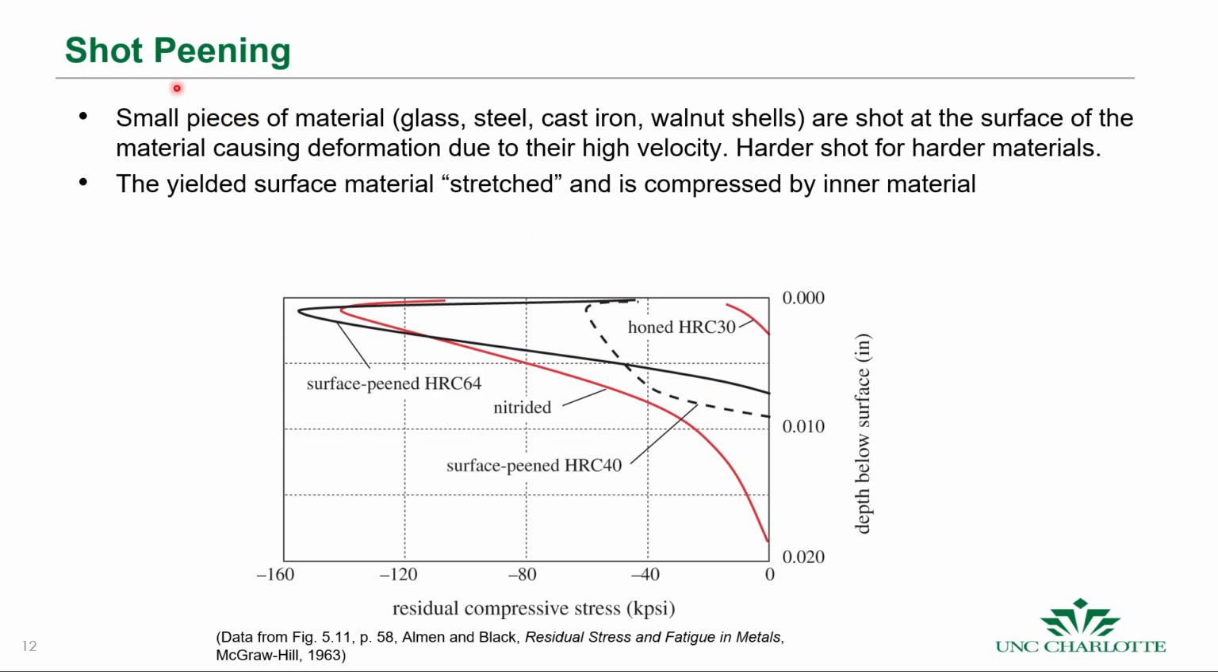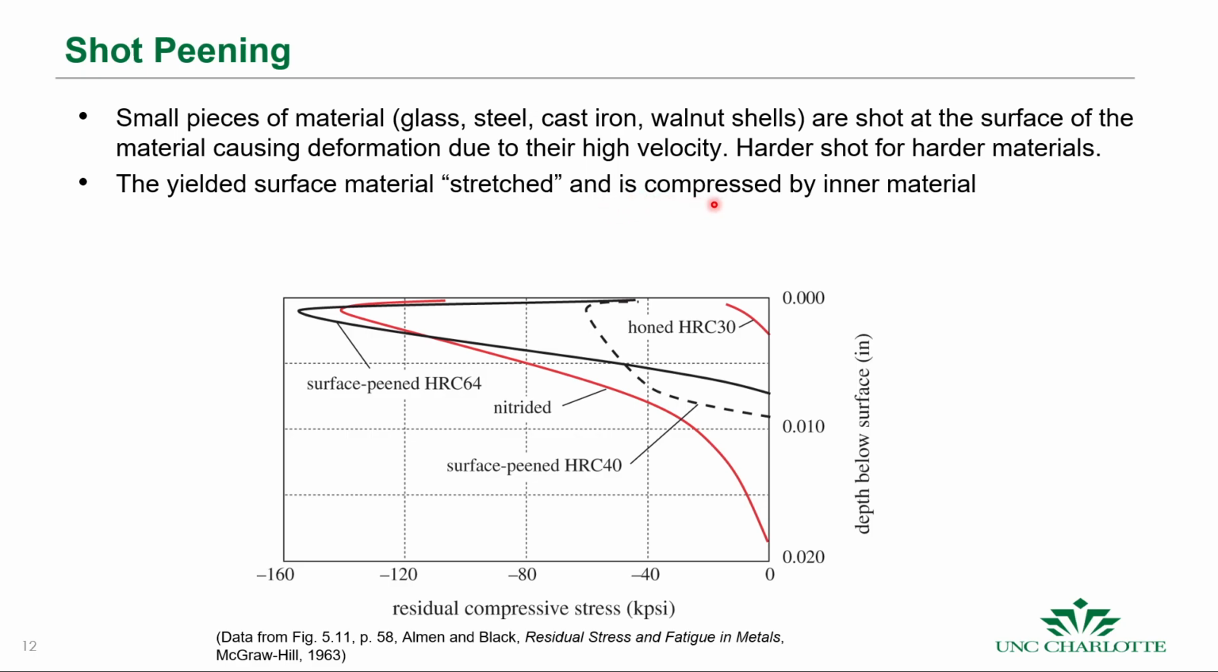So shot peening is a mechanical process where you are shooting small pieces of material, such as glass, steel, cast iron, walnut shells, and they're shot at the material, they cause deformation due to their high velocity. So you're shooting these elements here at the surface, and you use typically harder shot for harder materials. And the yielded surface material is stretched and then compressed by the inner material. Okay, and that results in a net compressive stress.